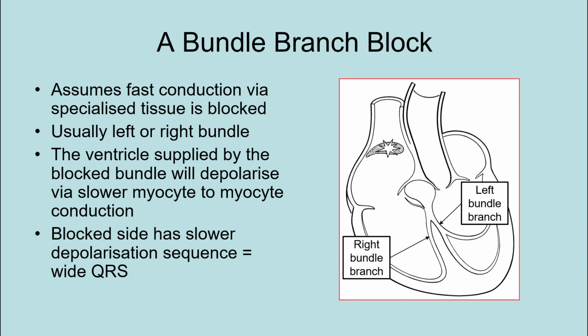So a bundle branch block is a condition that's going to prevent the depolarization wave from completing its journey down the right or the left bundle branch. If this occurs, the depolarization wave is going to exit the site of the blockade and then create a slower depolarization sequence using the myocyte to myocyte system. So this is much slower and the QRS duration will be longer. Depending on which of the bundle branches is blocked will depend on what the QRS will look like.